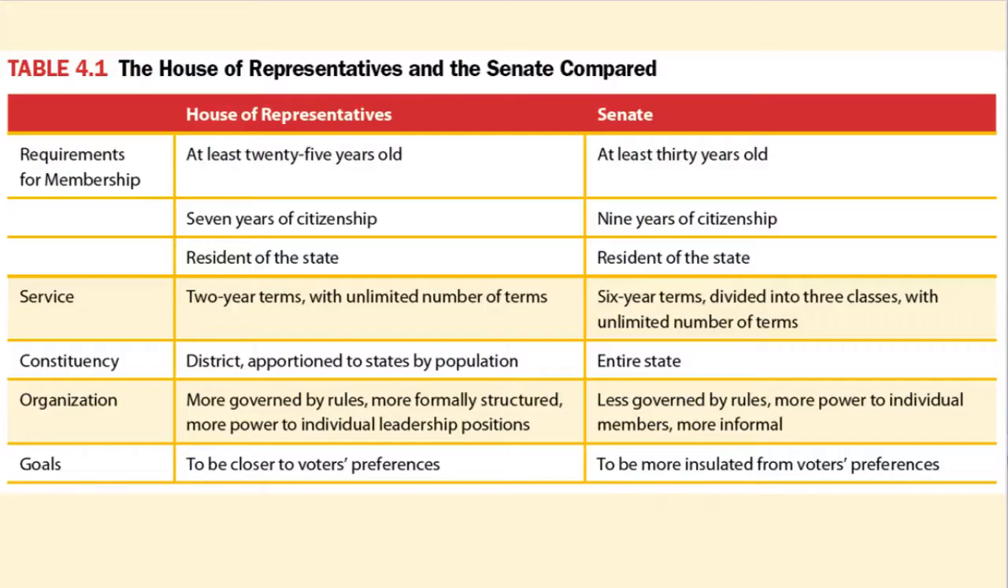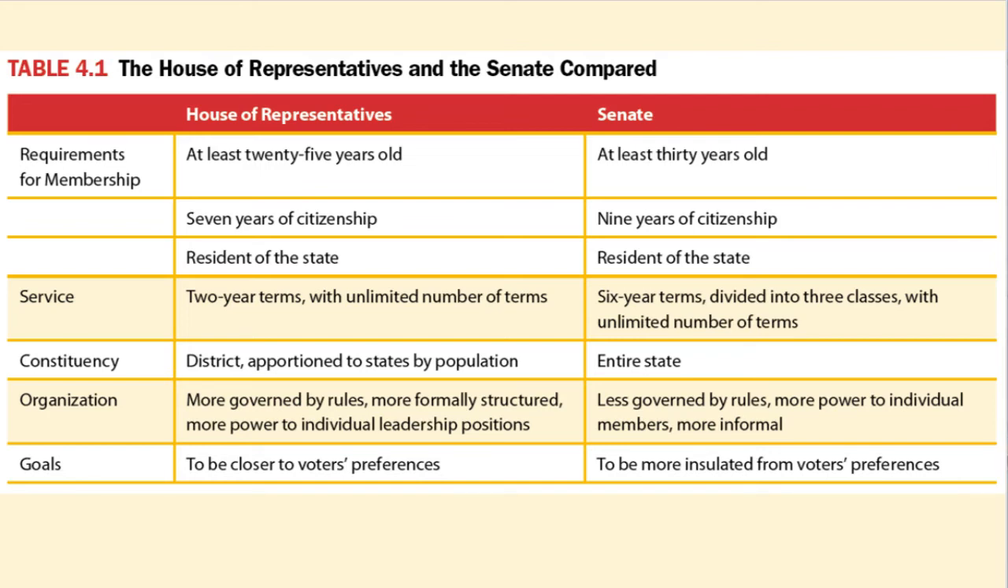Don't believe me? Take a look at the requirements listed in Article 1 to be a senator. You have to be at least 30 years old. You have to have 9 years of citizenship in the United States. You, of course, have to be a resident of the state that you're representing. They have 6-year terms. Again, they're divided into 3 classes that are staggered with an unlimited number of terms.